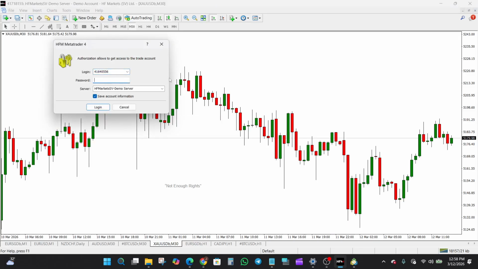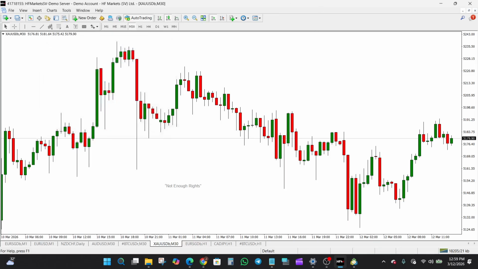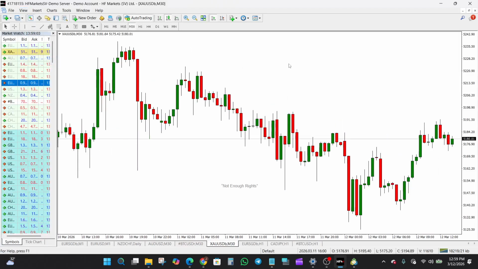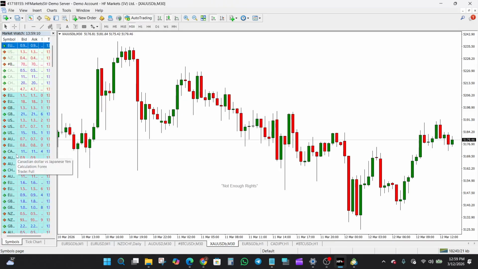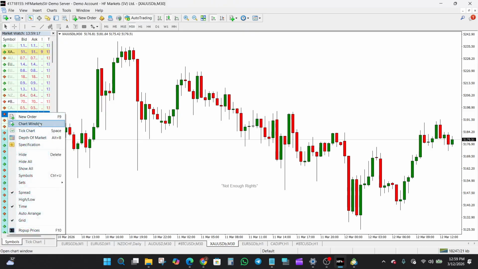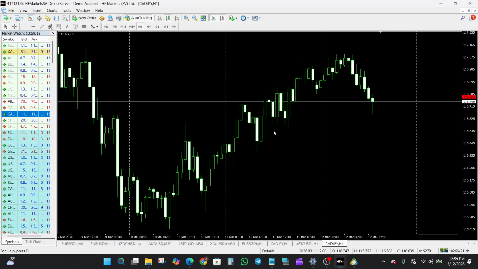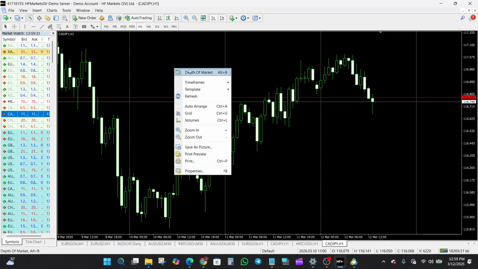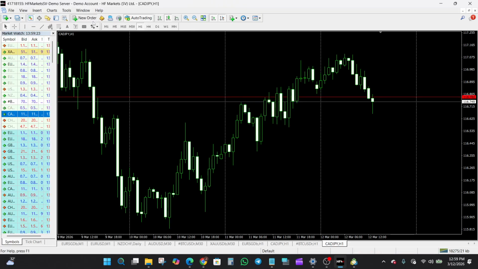Okay? Now, the second step is to verify your market hours, right? Let's go to our market watch. Now, you will notice that certain instruments may only be available during specific trading sessions. If the market is closed, right? If the market is closed, the platform may reject trade actions.